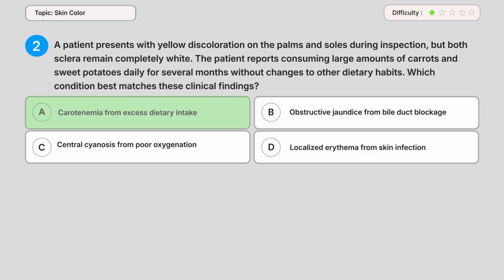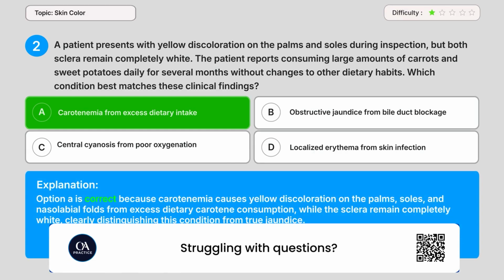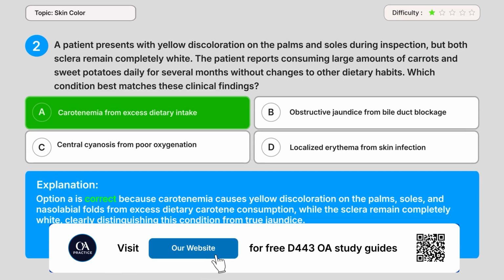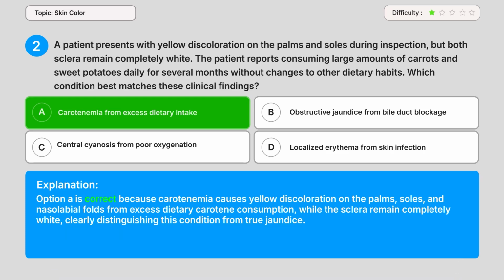Correct answer, A. Carotenemia from excess dietary intake. Explanation. Option A is correct because carotenemia causes yellow discoloration on the palms, soles, and nasolabial folds from excess dietary carotene consumption, while the sclera remain completely white, clearly distinguishing this condition from true jaundice.